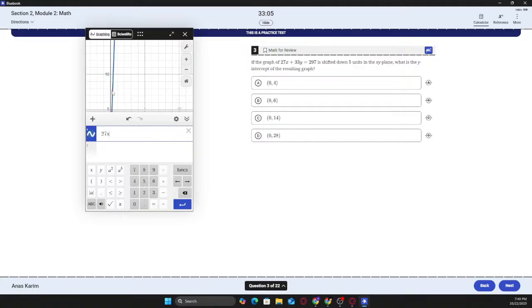So like 27x plus 33y equals 297. Well, in this case, you can just subtract there and then just divide it. So we can have negative 27x, but that's also divided by 33. And then we can have plus 297 divided by 33 equals f of x. So f of x right here.